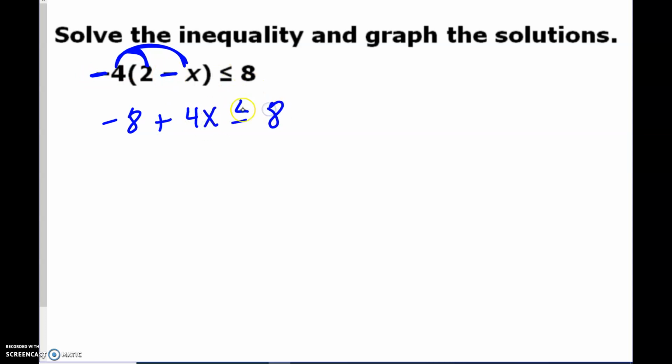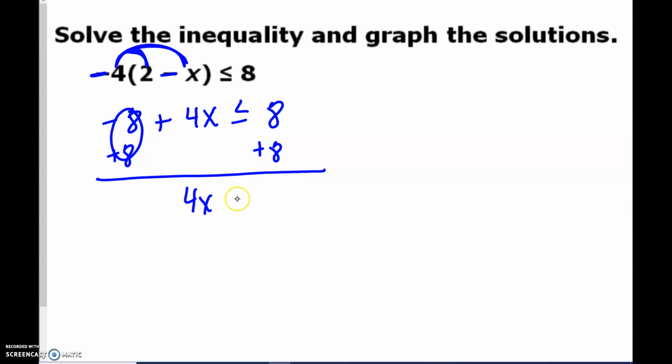All right, and then just copy your symbol and your 8. All right, so now it looks kind of like what the first problems we were doing. Because this says -8, we are going to add 8 to both sides. So these cancel out. So we have 4x, and my action was adding, so there's no flipping. 8 plus 8 is 16.